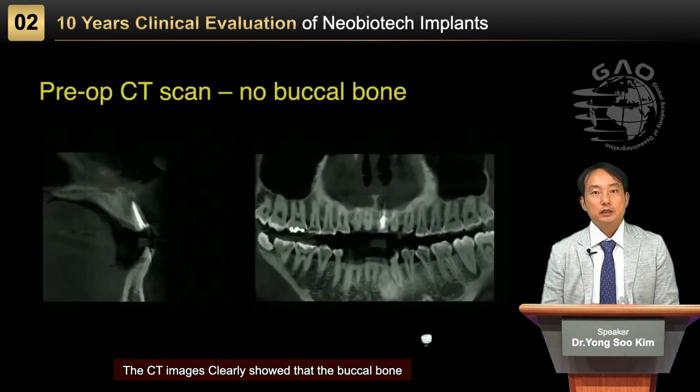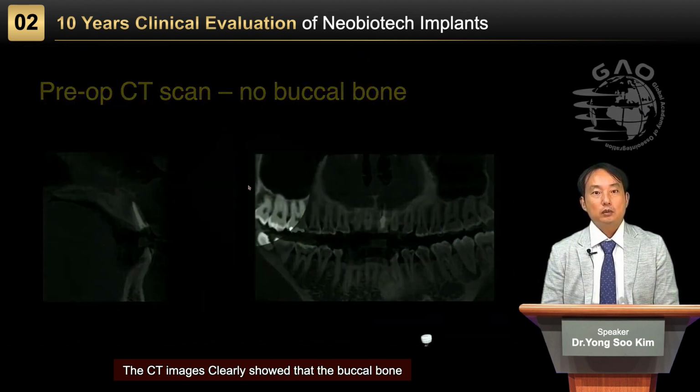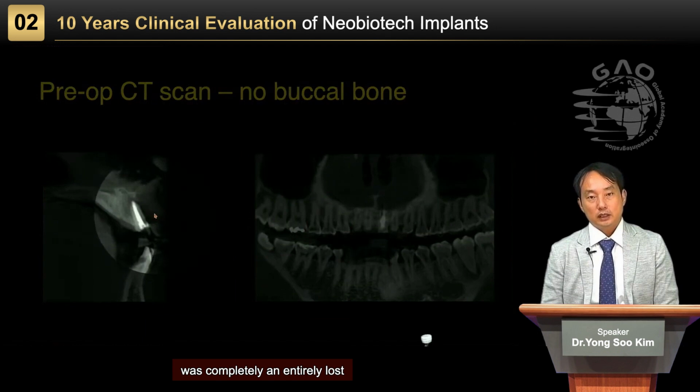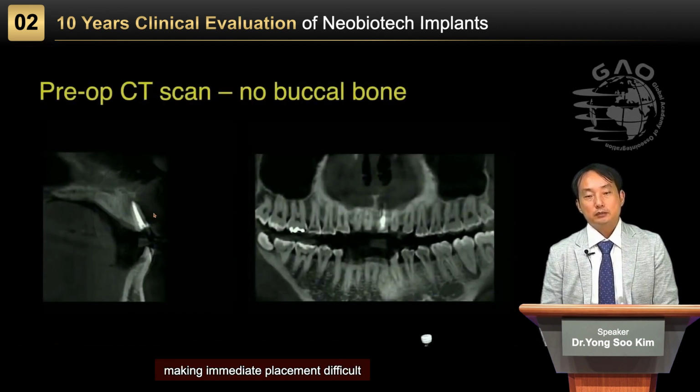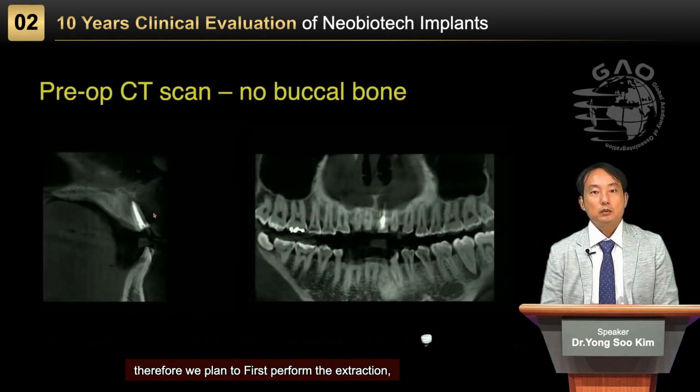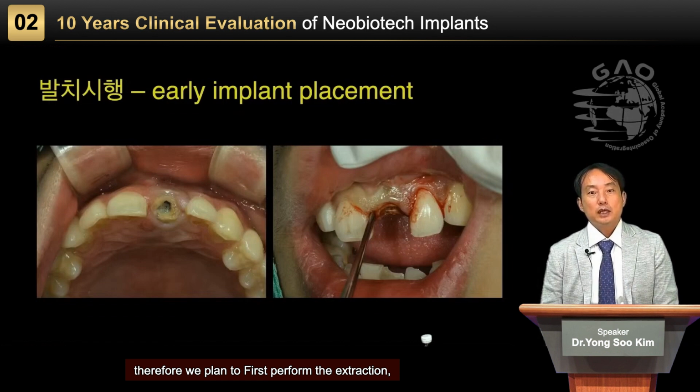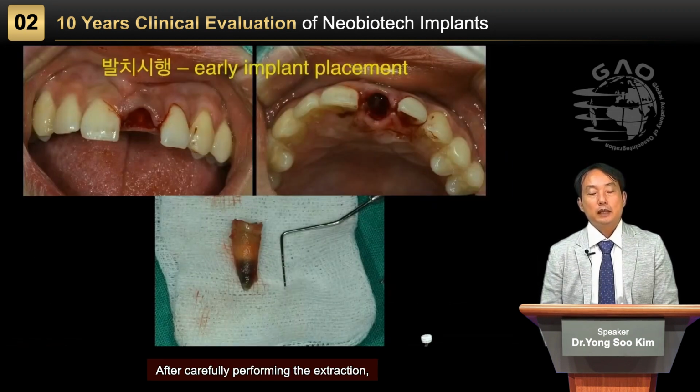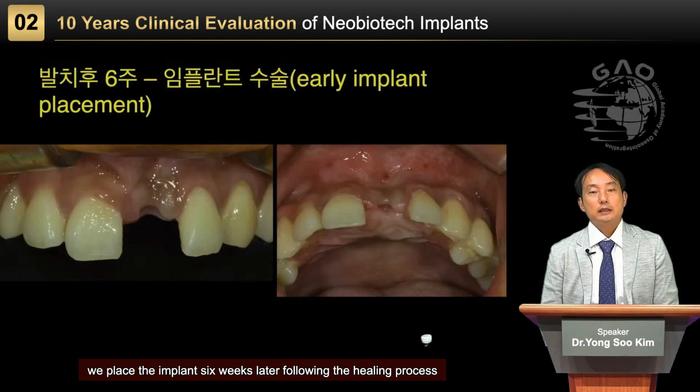The CT images clearly showed that the buccal bone was completely and entirely lost, making immediate placement difficult. Therefore, we plan to first perform the extraction and then place the implant 4 to 6 weeks after the gums have healed. After carefully performing the extraction, we place the implant 6 weeks later following the healing process.